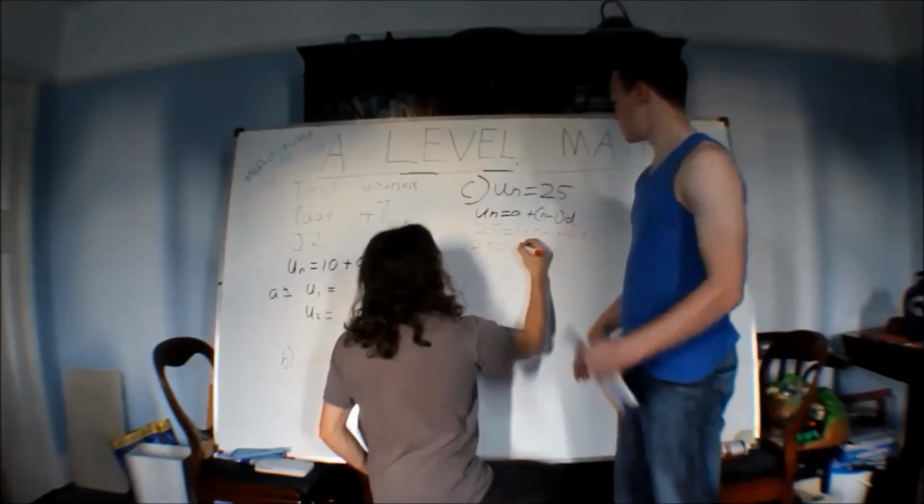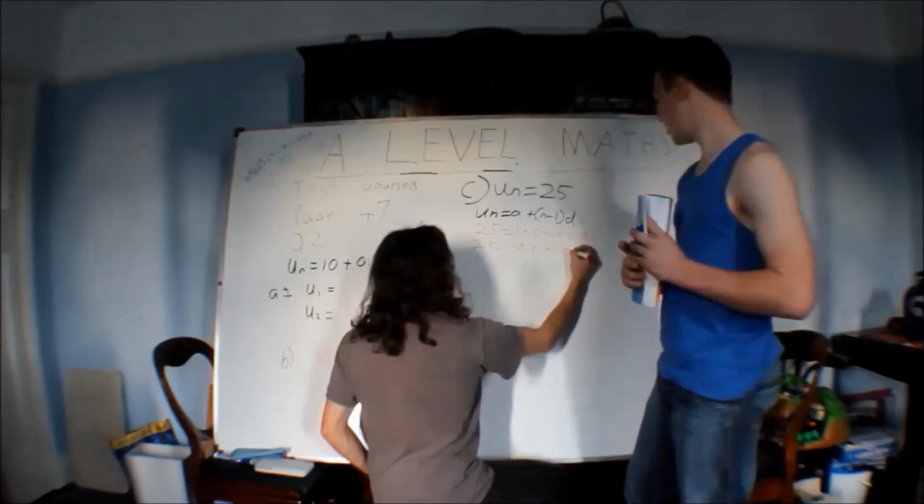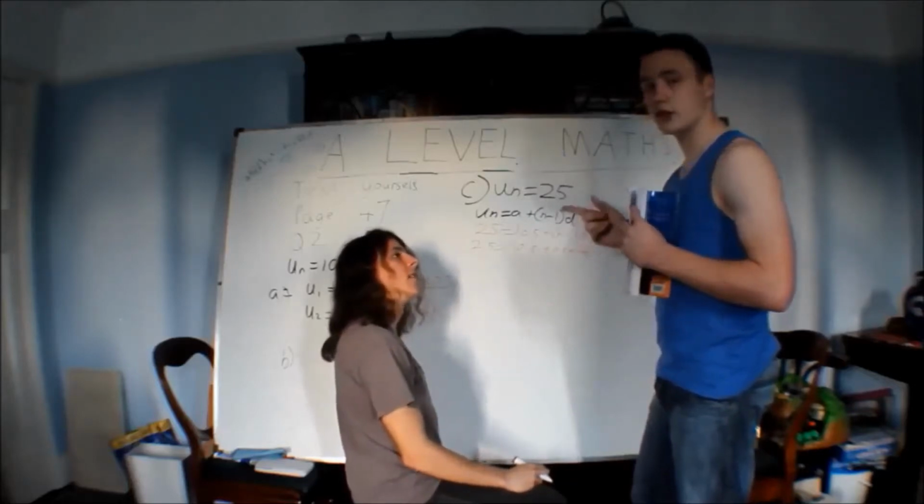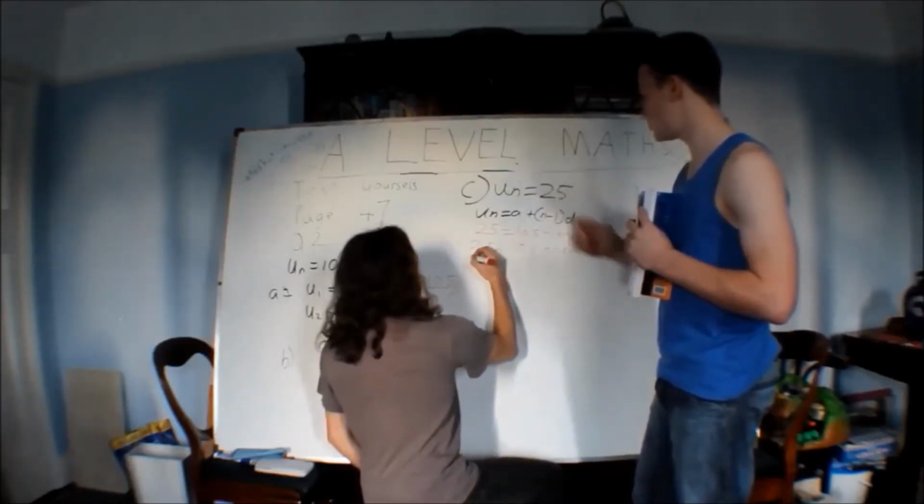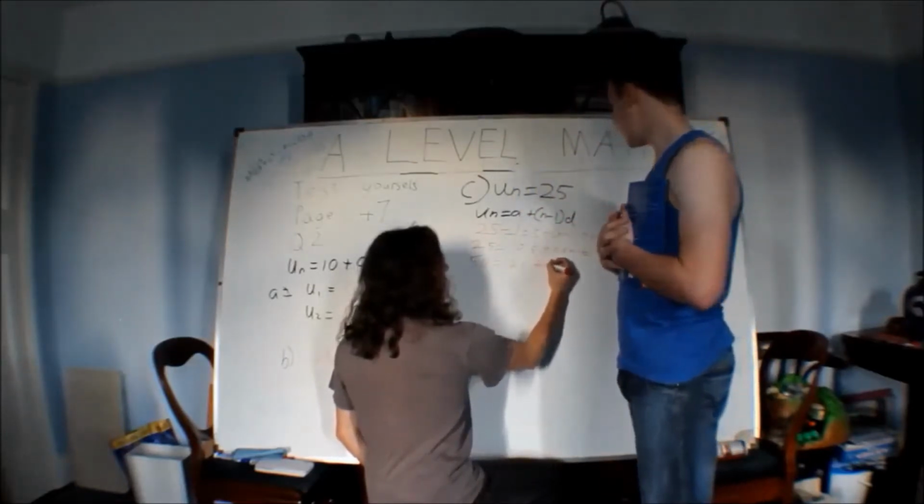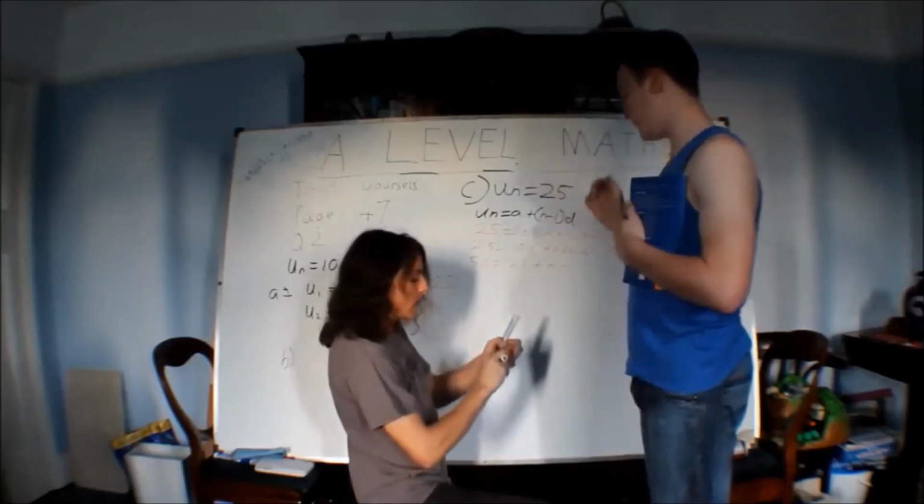Expand out the brackets, we've got 25 equals 10.5 plus 0.5N minus a half. I think you should times it all by 2. I think that's a smooth move. We'll times everything by 2. 25 by 2 is 50. 10.5 times 2 is 21. 0.5 times 2 is 1, so just N, and minus a half becomes minus 1.